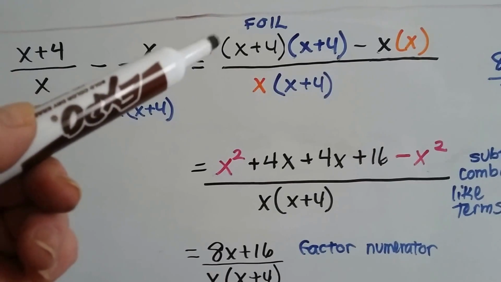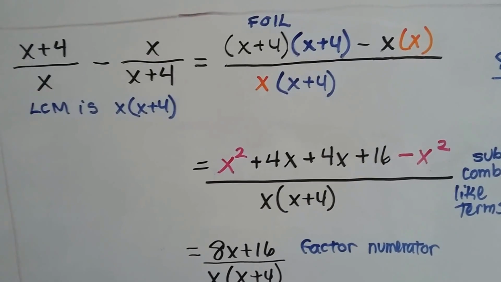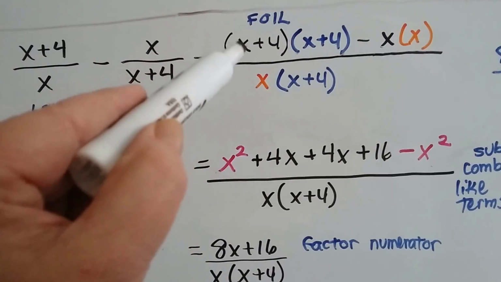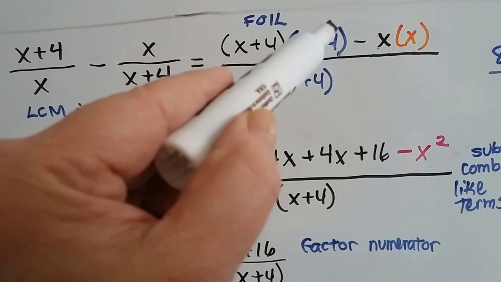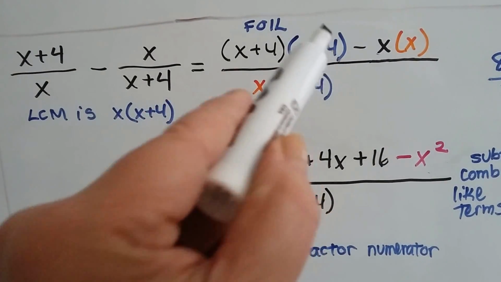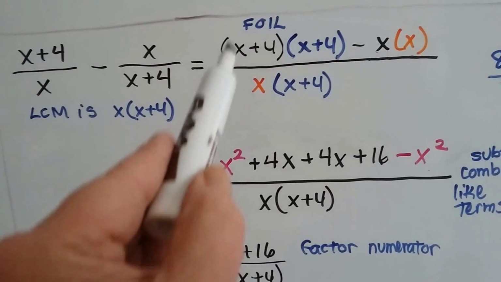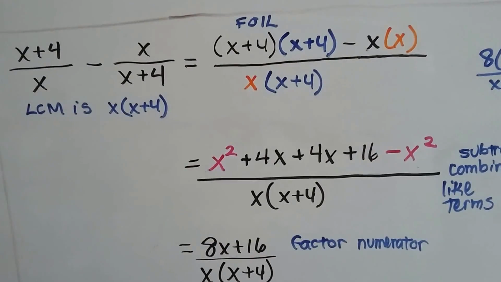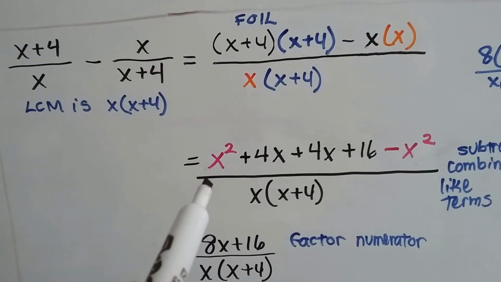And if you don't remember how to do that, that's going to be in the description, okay? But really by now you should know how to FOIL. You go first, and then this one, and then you do this 4 times the x, and then the 4 times the 4, okay? So there's 4 things to do when you FOIL. It stands for first, outer, inner, last, all right? And we come up with this.